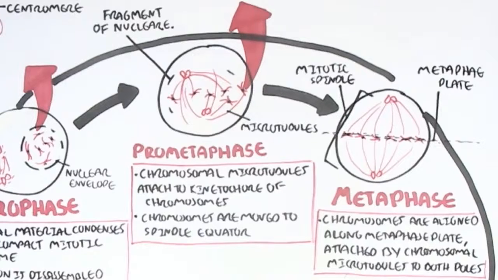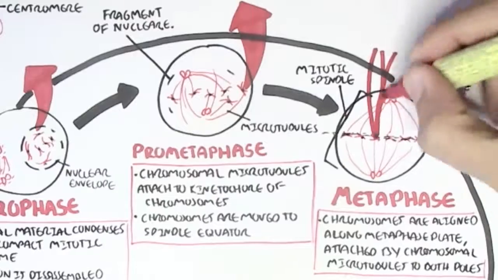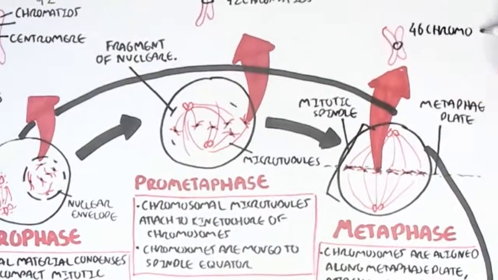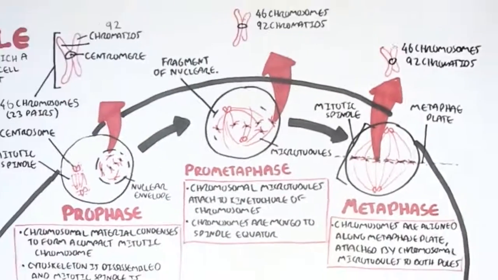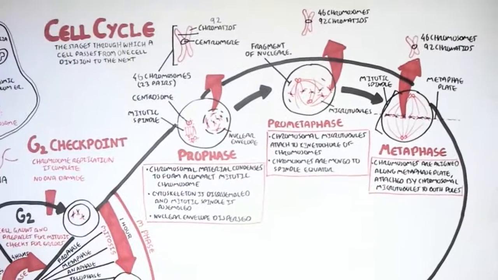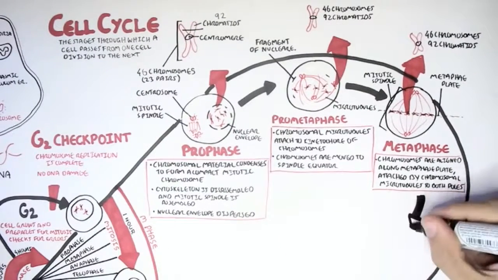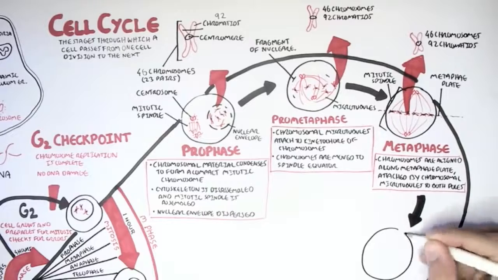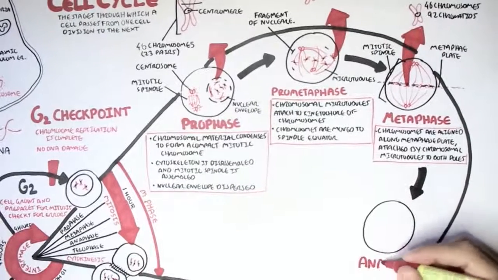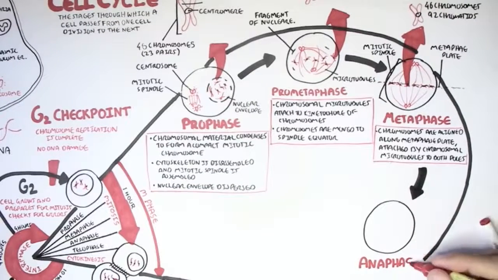And so if we look at the genetic material of the cell during metaphase, it will still have 46 chromosomes with 92 chromatids, of course. The cell in metaphase will then enter anaphase. Now, this might sound a bit confusing, but I hope you can follow this.